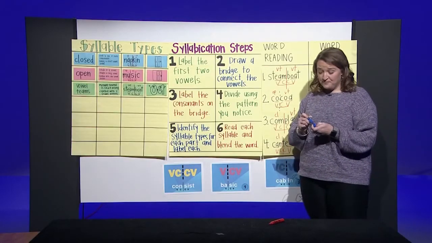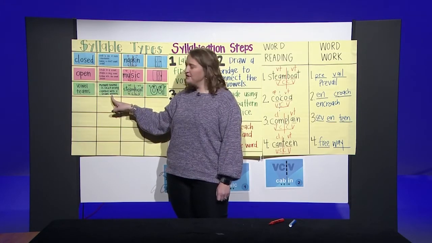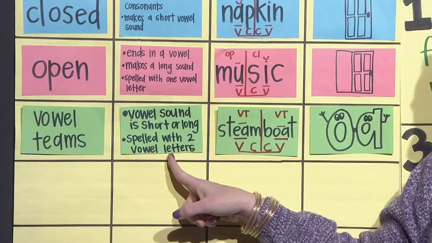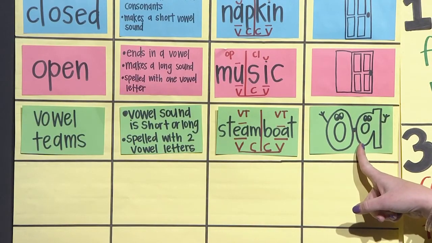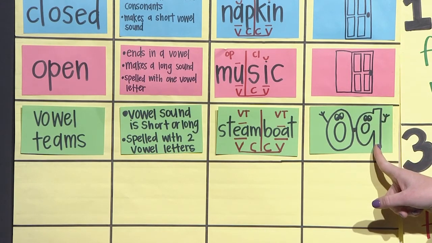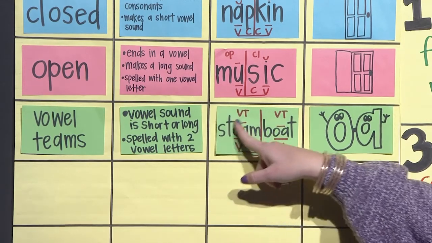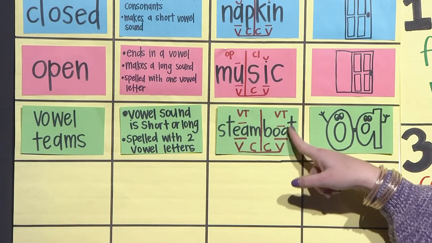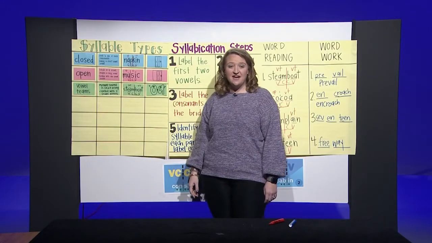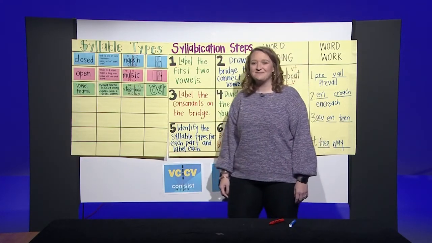So let's review. A vowel team can have a short or a long vowel sound, it just depends. And it is spelled with 2 vowel letters. That's why we like to think of our friends O and A who hold hands and cheer each other on because they're a team together to make that vowel sound. And our example word was steamboat, where steam had vowel team EA and boat had vowel team OA. I cannot wait to practice reading more vowel team syllables in text with you in our next lesson.